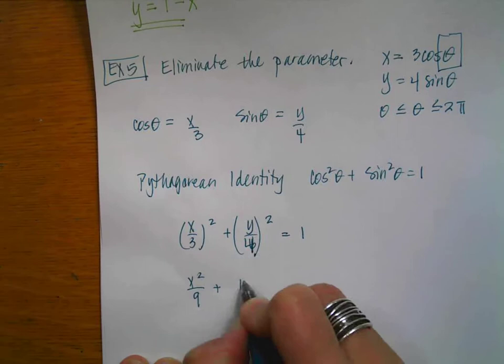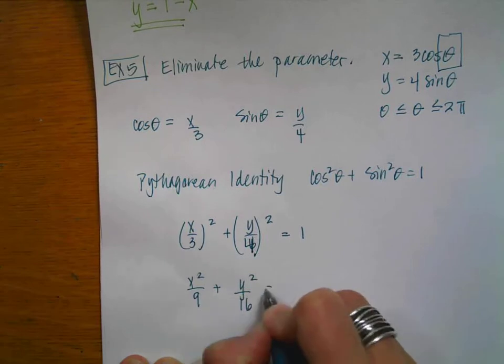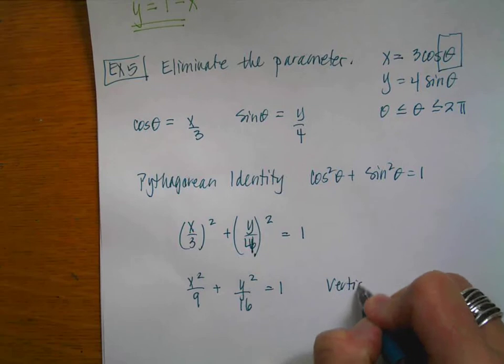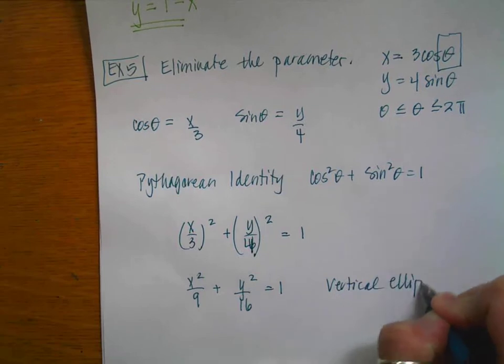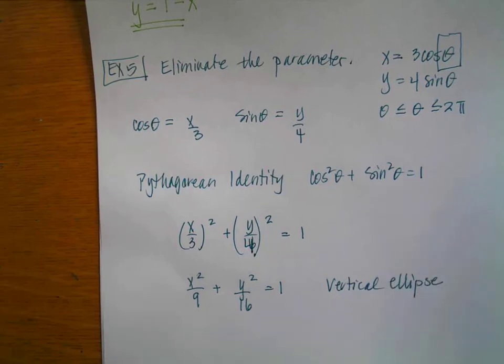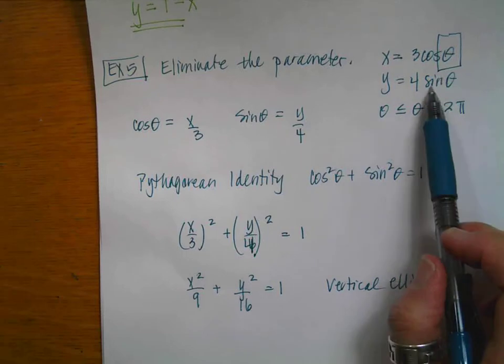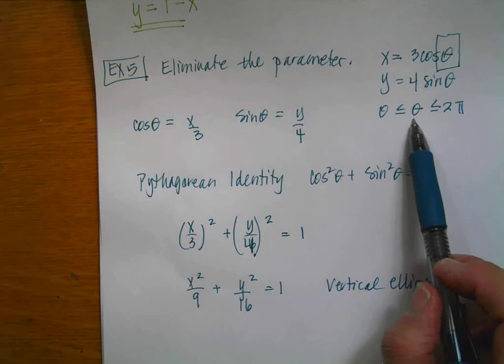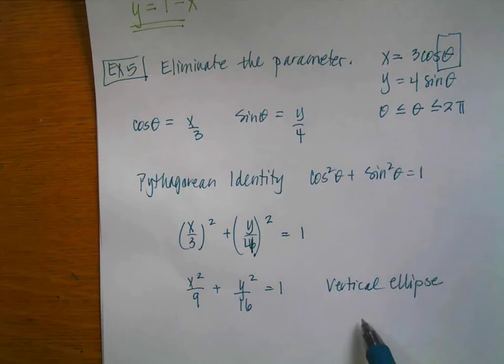And technically you could stop here, but this is x squared over 9 plus y squared over 16 is equal to 1, and this is a vertical ellipse. So if you wanted to be really tricky, you could put these two equations in your grapher. You could change your window, and then you would actually get a really nice looking vertical ellipse. So that's kind of cool.